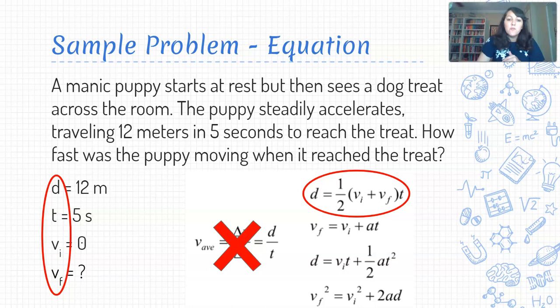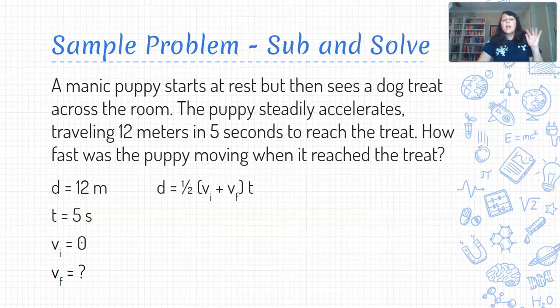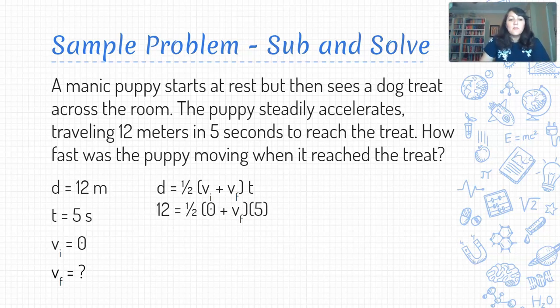All right, so we're going to use that first equation then. And we are ready to start substituting in our values and solving for that final velocity. I've got my displacement subbed in there, my initial velocity subbed in there, and my time subbed in there as well. Now I'm just doing a little bit of algebra to try to get vf by itself on one side of the equation.